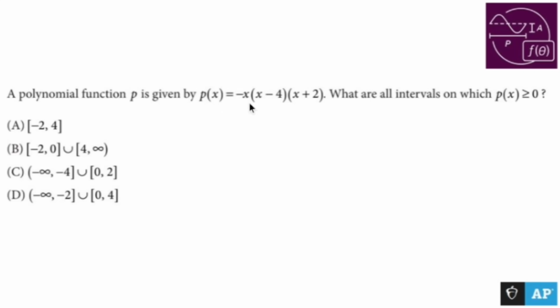So this is what I know. This is a cubic, okay? If I were to multiply this all out, the most important part is negative x times x times x, which is going to give me negative x cubed. Now, a cubic that has a positive leading coefficient looks like that. I don't want that. This is a negative leading coefficient, so I'm going to get a cubic that looks like this.